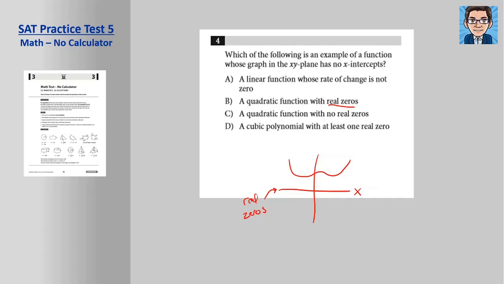So a quadratic function with real zeros is out. A cubic polynomial with at least one real zero is out, because that's going to touch the x-axis at that real zero. And now the only other thing is to take a look at a linear function whose rate of change is not 0. So as long as it has some kind of slope, no matter where that line is, at some point it's got to hit the x-axis. So that one's out. And our answer for this is going to be C.